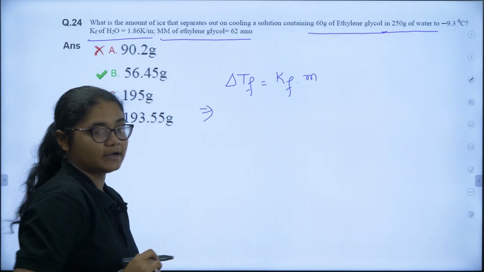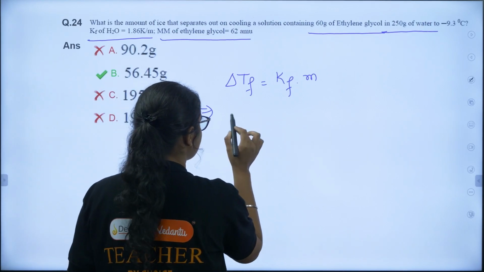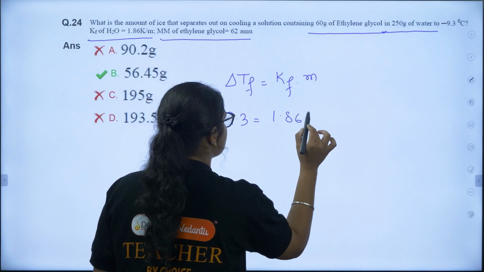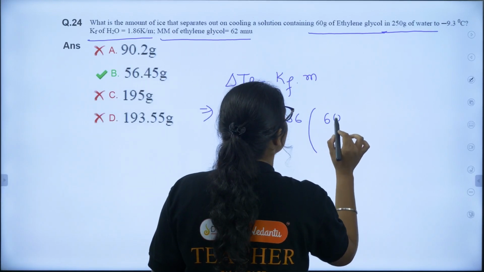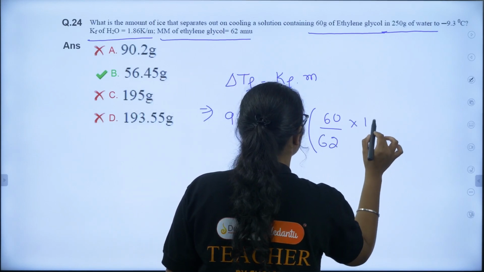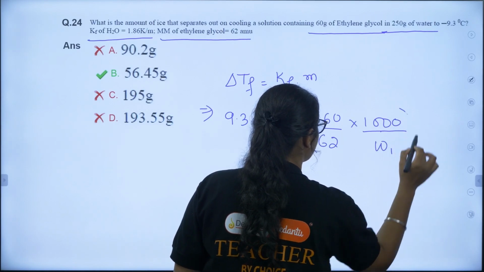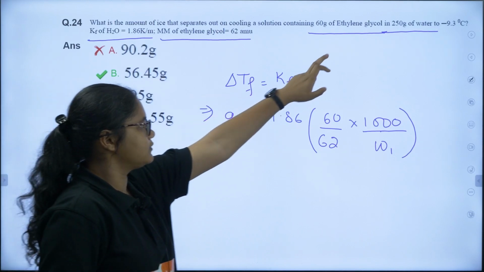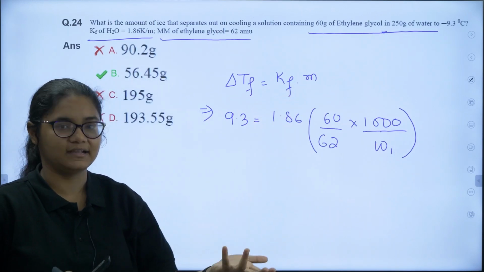Now what is the value of delta Tf? So delta Tf is 9.3. Then Kf value is 1.86. Molality is how much? The mass of the solute is 60 gram and the molar mass is 62, into 1000, divided by the solvent mass, which you have to calculate. So we calculate how much solvent was present, and then you have to subtract it from 250 to get the solvent that has formed ice.